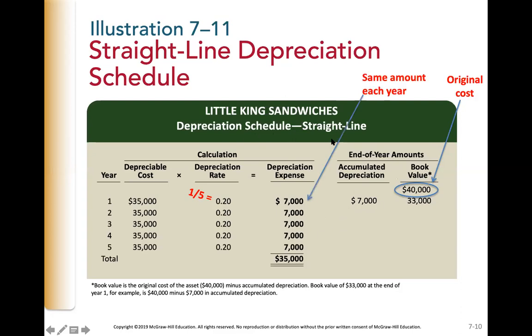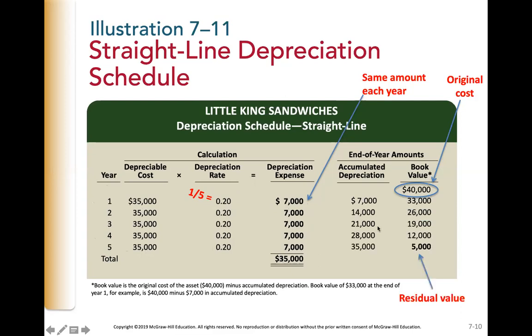Notice this is straight line depreciation. So your depreciable cost remains the same for each of the 5 years, because we're talking about a 5-year useful life. Depreciable cost remains the same, the rate is the same, and the depreciation expense is the same. Straight line, you're allocating the same amount over the useful life. So you're taking 20% 5 times. So your depreciation expense is $7,000 each year.